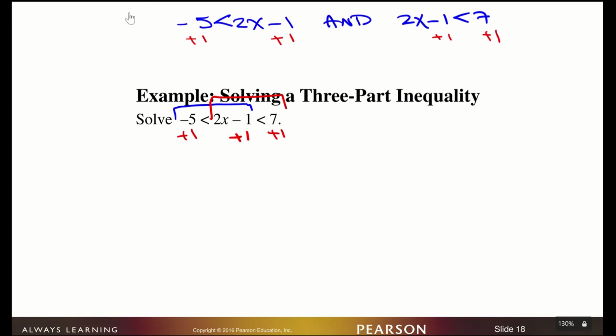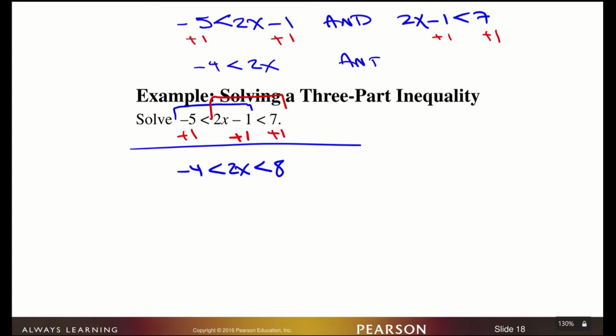So we end up with -4 less than 2x less than 8, right? When we combine them, we get 8. And it's exactly what's going on up there as well. -4 is less than 2x, and 2x is less than 8, right? What would we do next? We would divide both sides of each of these inequalities by 2, right? And because 2 is positive, no need to change direction. And that's exactly what we're going to do here as well.